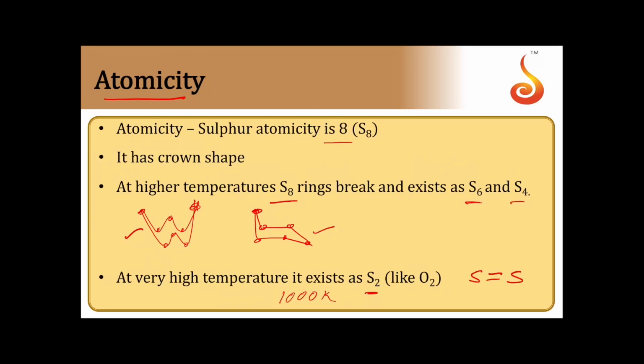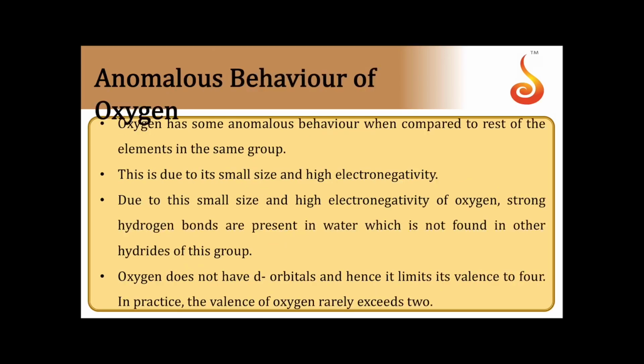So the atomicity of sulfur is 8. It has basically a crown shaped structure. At higher temperatures, it starts breaking down into S6 and S4 forms. S8 is a crown structure, S6 has a chair conformation. At very high temperature, the molecule further breaks down and exists as S2, which is something like the oxygen molecule.